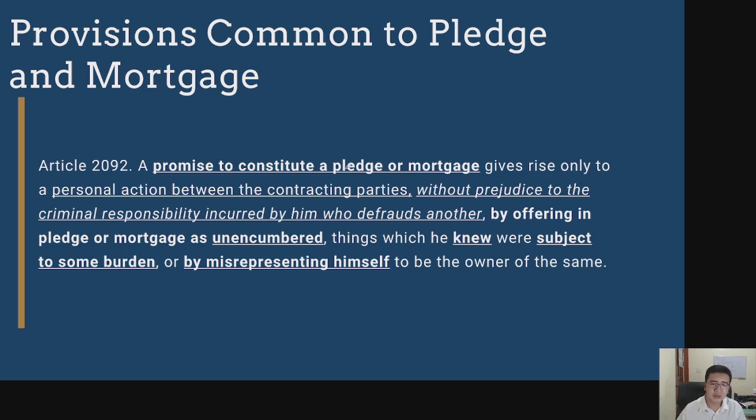A promise to constitute a pledge or mortgage gives rise only to personal action between the parties without prejudice to the criminal responsibility incurred by him who defrauds another by offering a pledge or mortgage as an improper thing which he knew were subject.